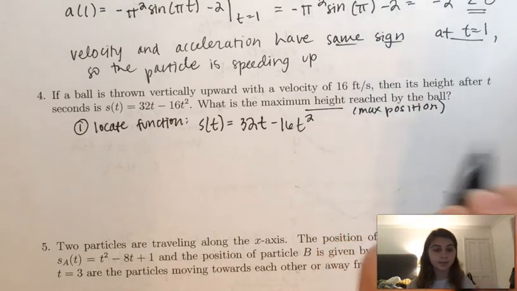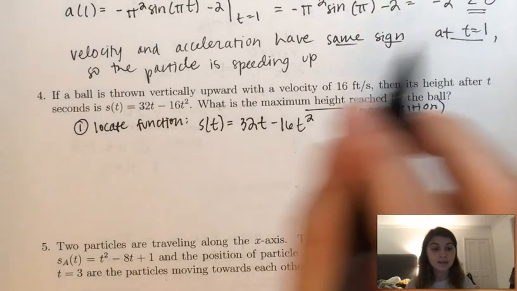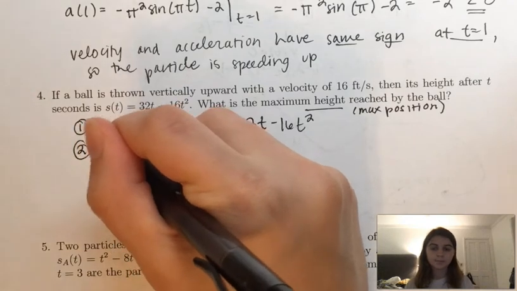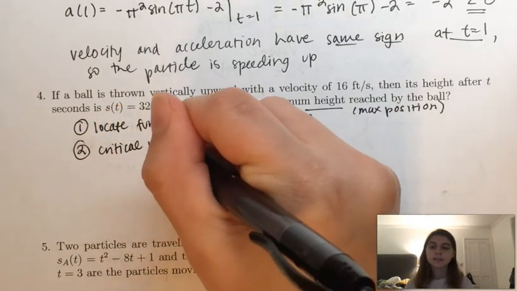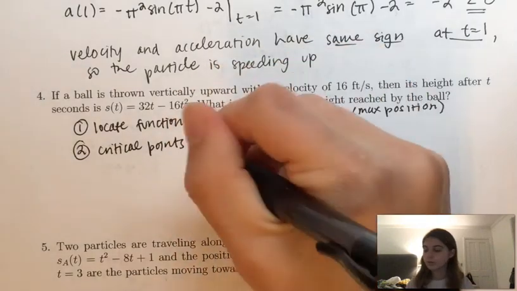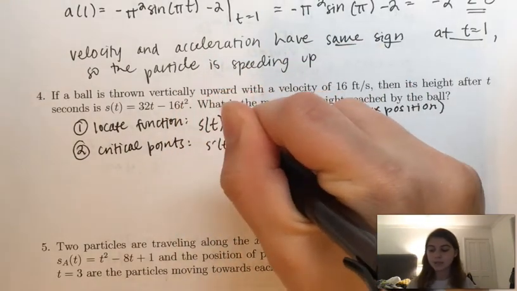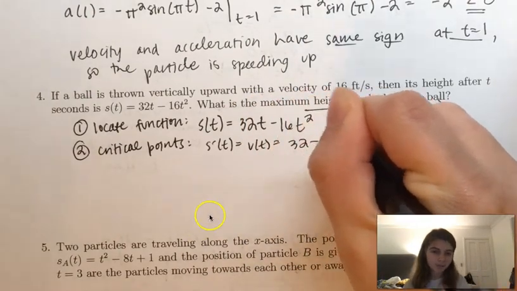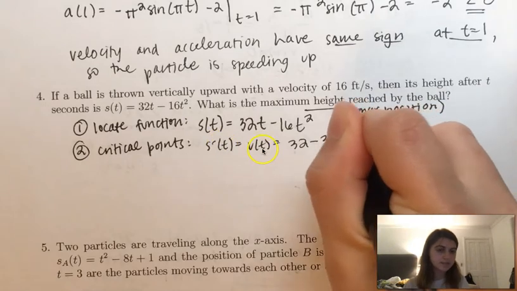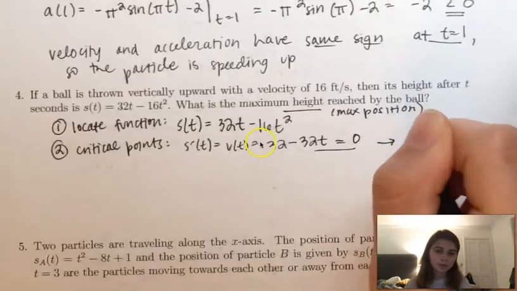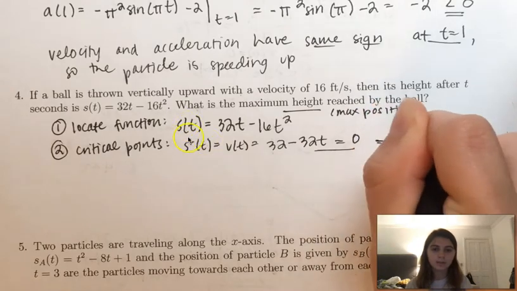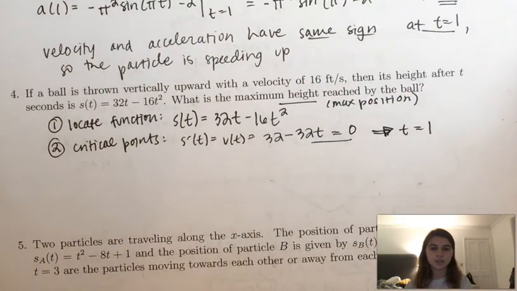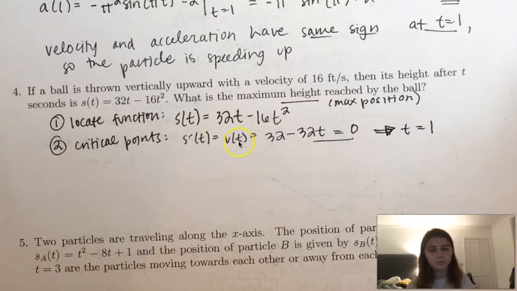Our next step is to take the critical points. So remember, we're going to take the derivative of that and set it equal to 0, and then figure out what t is. So our derivative here is 32 minus 32t. And I just went ahead and wrote s prime of t equals v of t. It's not really important. The most important thing is that you're taking the derivative of this, so it might be easier for organization just to write s prime of t. I write both. You could just write v of t, whatever you want. Set that equal to 0, and we get t equals 1.